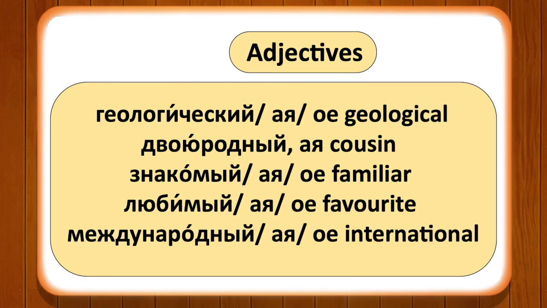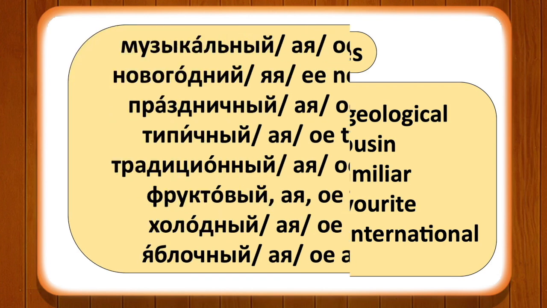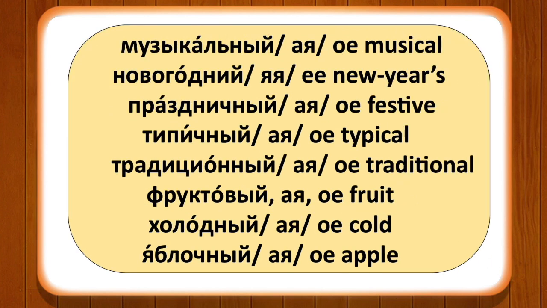Now let's pay attention to a few adjectives. Геологический means geological. Двоюродный means cousin. If it is a woman, двоюродная. Знакомый means familiar. If it is a woman, знакомая. Любимый means favorite. If it is a woman, then любимая. Международный means international, and if it is a noun of feminine gender, then международная. Музыкальный means musical, if a feminine gender noun, музыкальная.